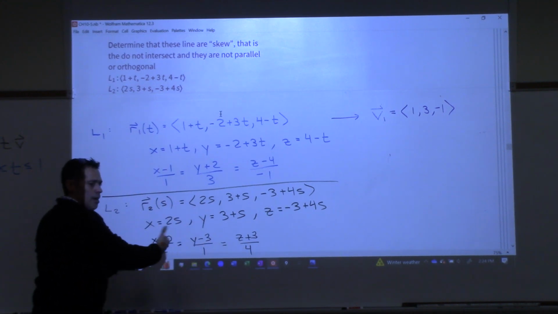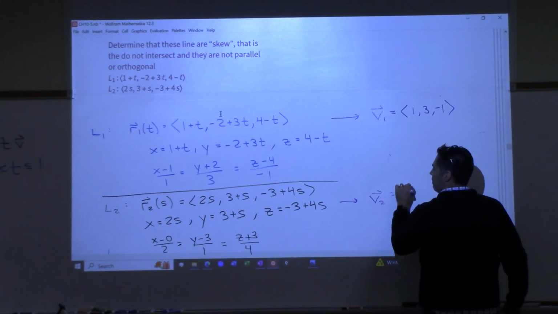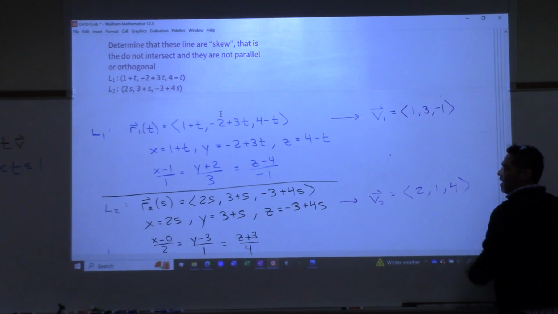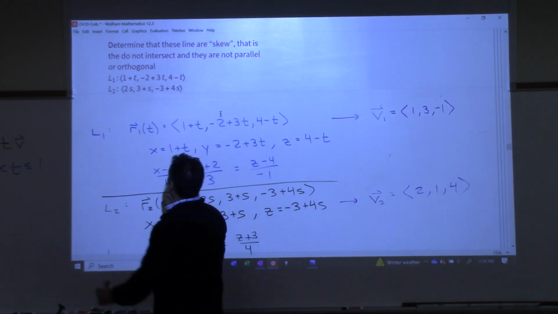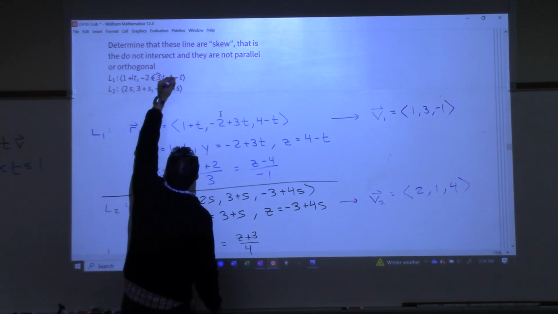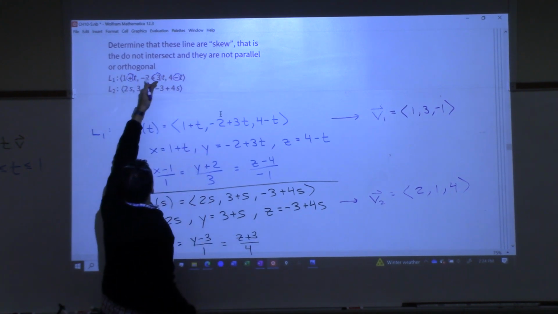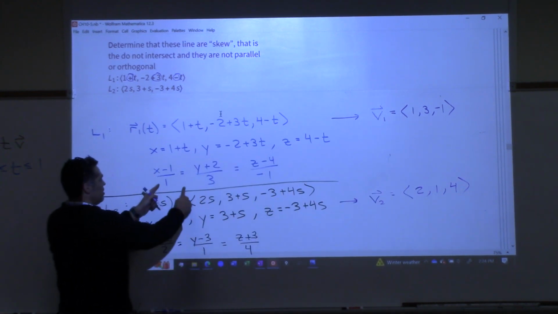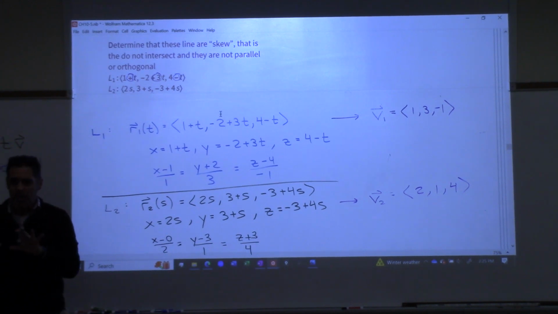Now, on the second one, what's the direction vector? 2, 1, 4. Everyone got that? 2, 1, 4. So there's different ways you can get the direction vector. One way is to look at the coefficients in front of t. You see that? 1, 3, negative 1. That's one way to do it. You can get it from the denominators of the symmetrics. There's various ways to get your direction numbers, all right?